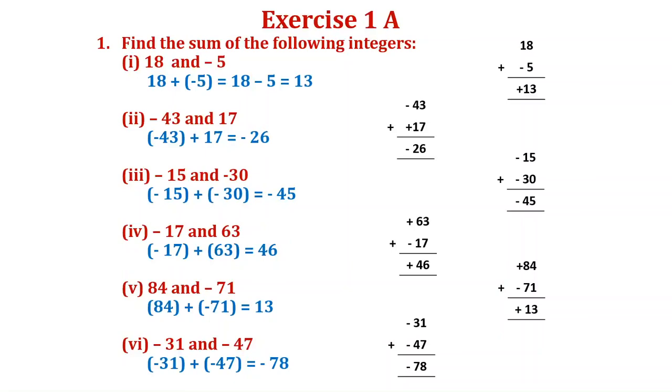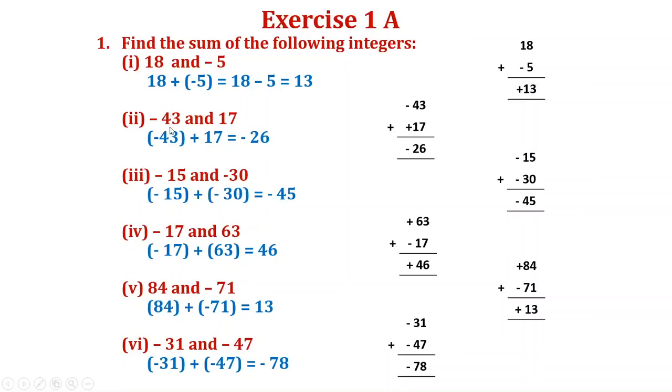Addition rule number 1 is what? If the two integers have the same sign, just add them and put the sign which is common to both. This is addition rule 2. Addition rule 2 is what? If the two numbers have different signs, subtract the smaller number from the bigger number and put the sign which is in front of the bigger number.